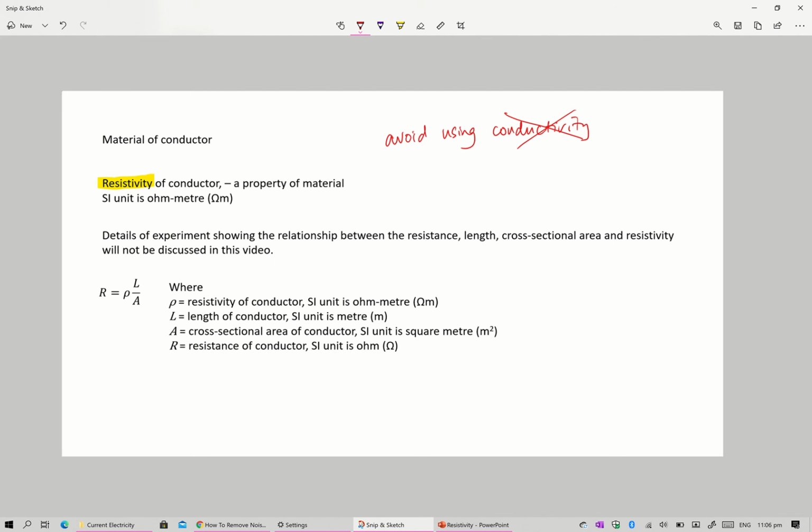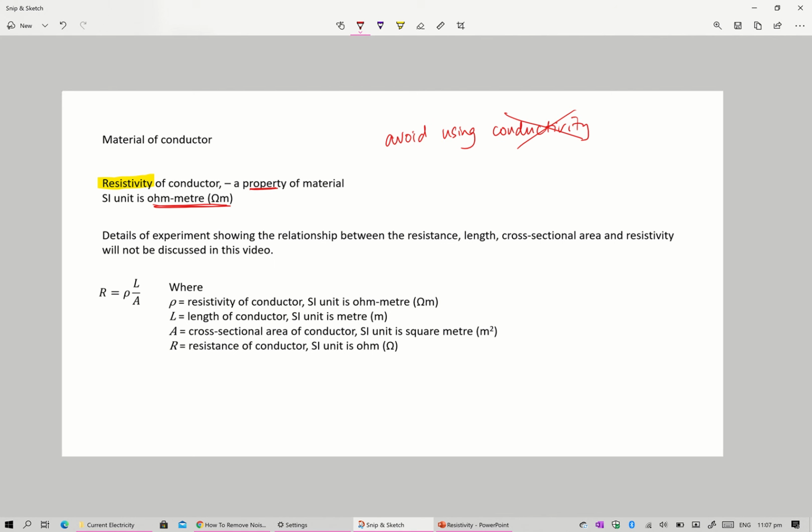You don't have to know the exact definition of resistivity, you just know that it's a property of a material, and the SI unit is ohm meter. It feels a bit strange, right? An electrical unit and a physical dimension unit put together. But just accept it. We're not going to discuss the details of the experiment that shows the relationship between resistance, length, cross-sectional area, and resistivity. That will be explored further in your higher studies.